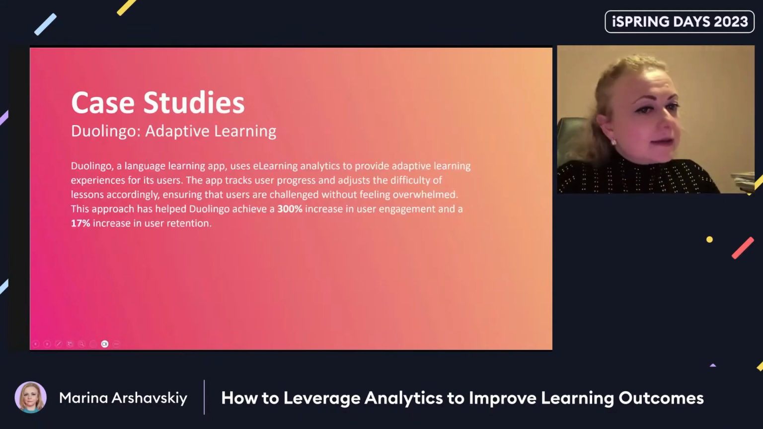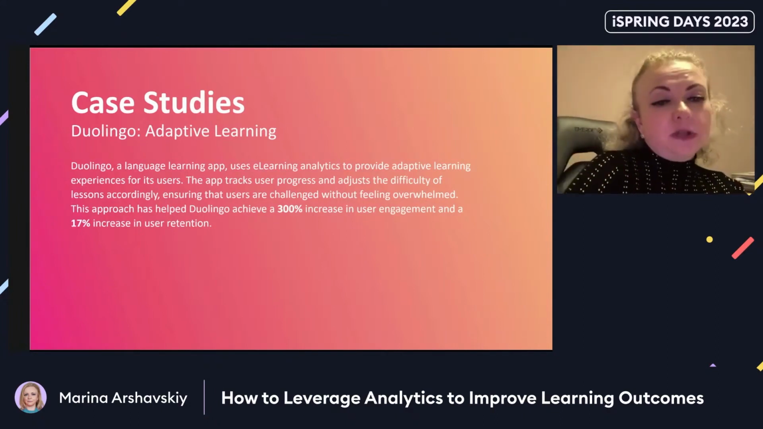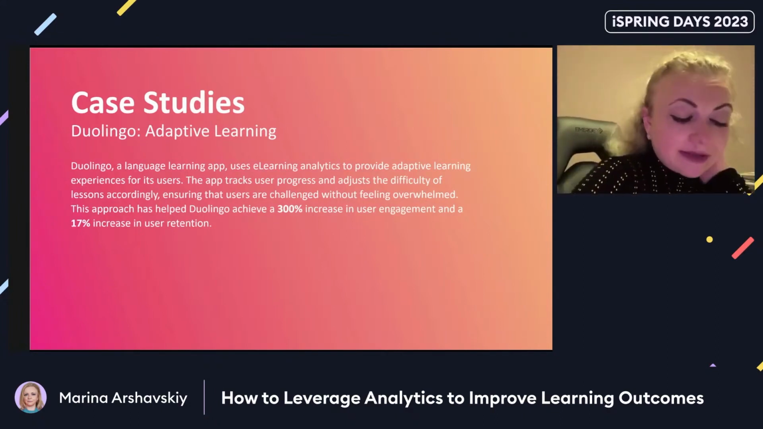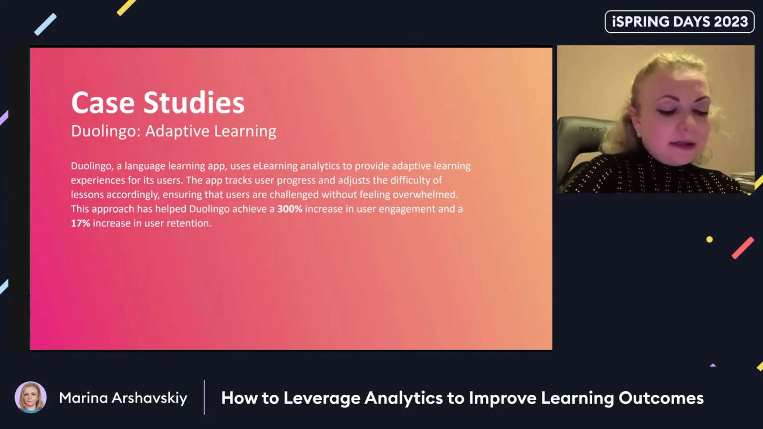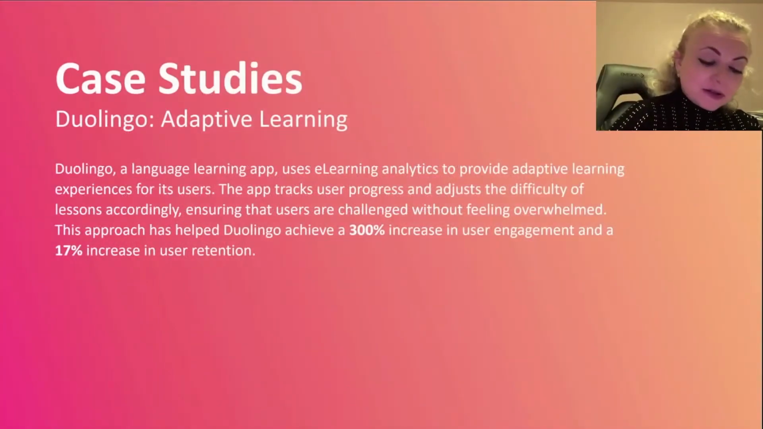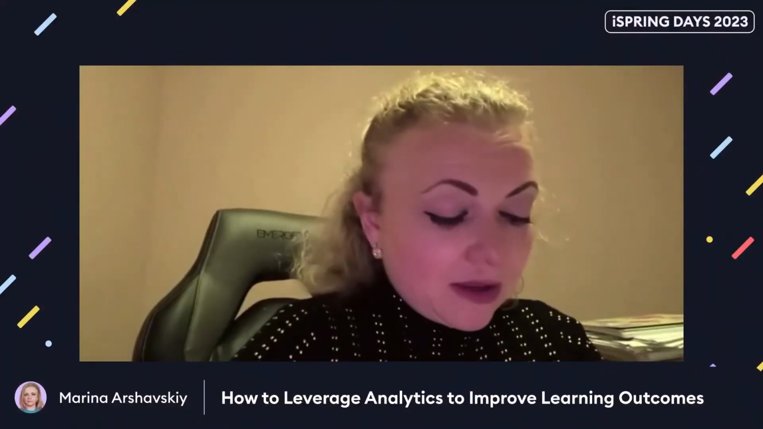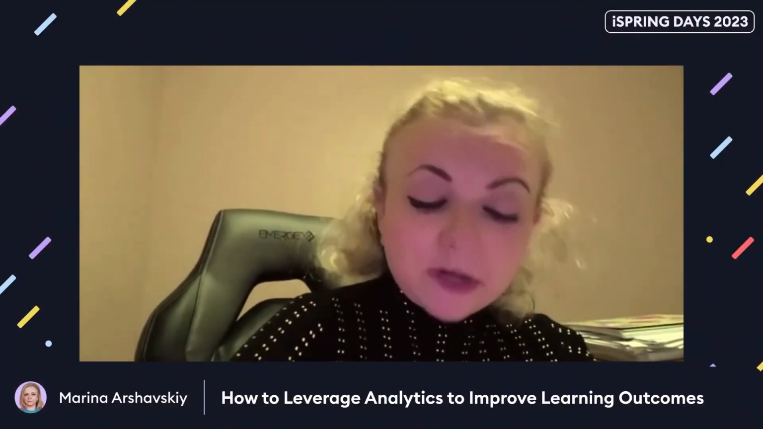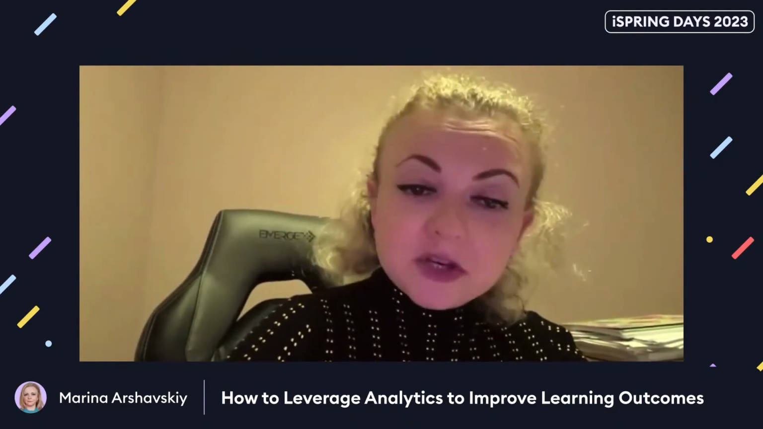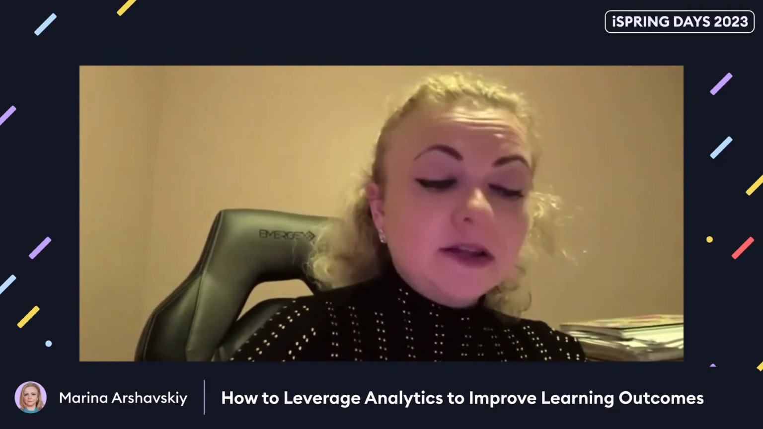The next case study I wanted to talk about is Duolingo. And they use adaptive learning. So Duolingo is a language learning app which uses e-learning analytics to provide adaptive learning experiences for users. This app actually tracks user progress and adjusts the difficulty of lessons accordingly, ensuring that users are challenged without feeling overwhelmed. And this approach has helped them achieve a 300% increase in user engagement and a 17% increase in user retention.